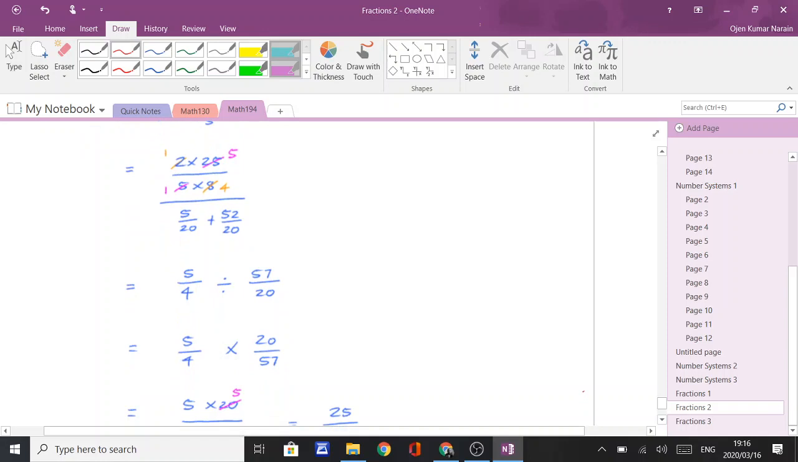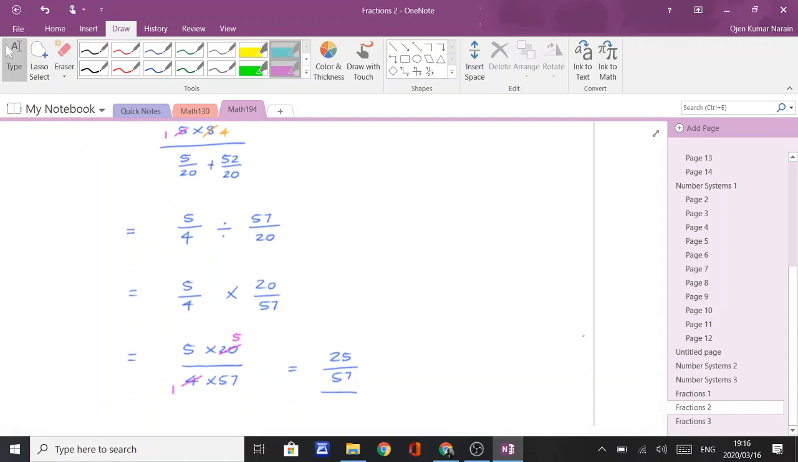Again, division there becomes multiplication, so the answer is 25 over 57, so we can complete that as homework.